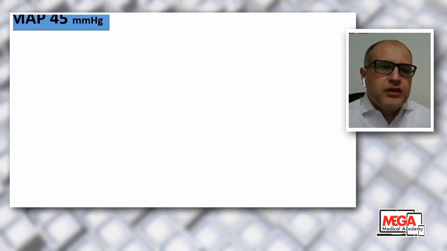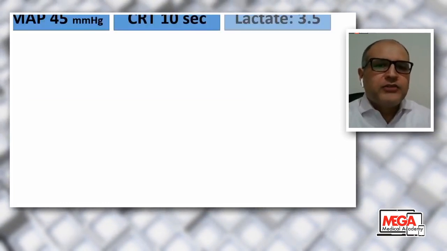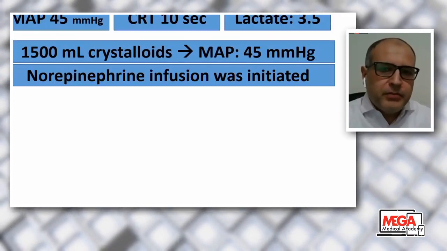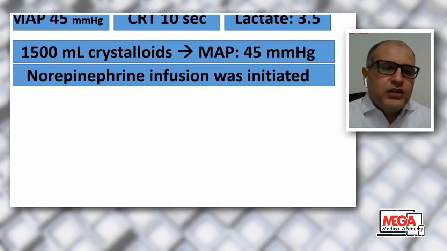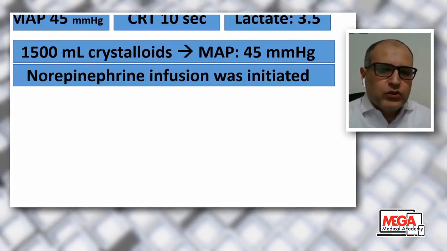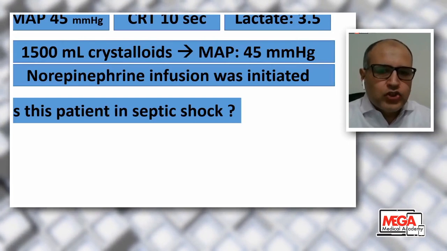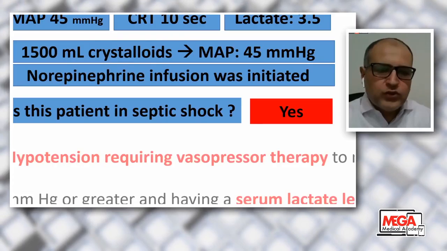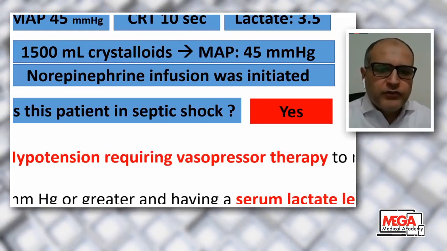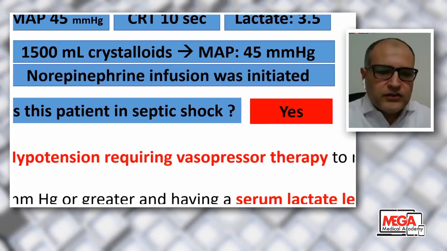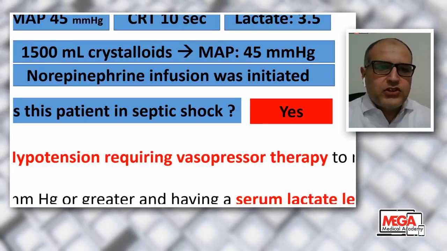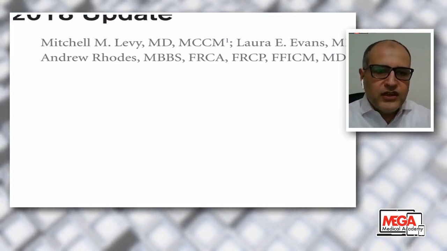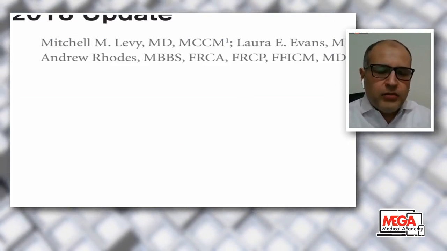Case C is the same patient, mean blood pressure 45, capillary refill time 10 seconds, lactate 3.5, received crystalloids, but the mean blood pressure is still low, and we needed to initiate norepinephrine to maintain the blood pressure. Is this patient in septic shock? The answer is yes. Why? Because we fulfilled the 3 components of the definition: hypotension requiring vasopressor therapy, and serum lactate greater than 2 after adequate fluid resuscitation.